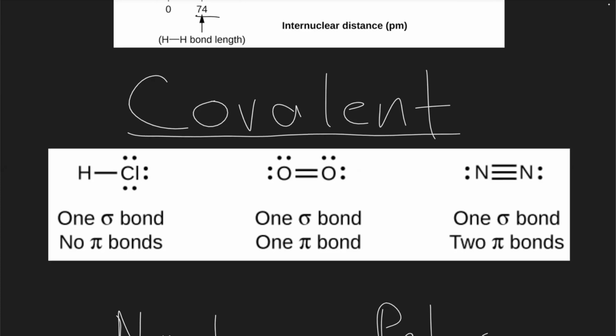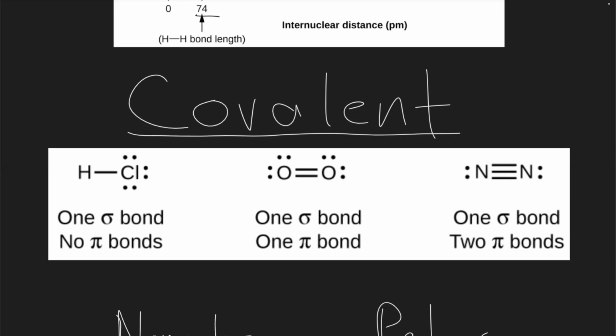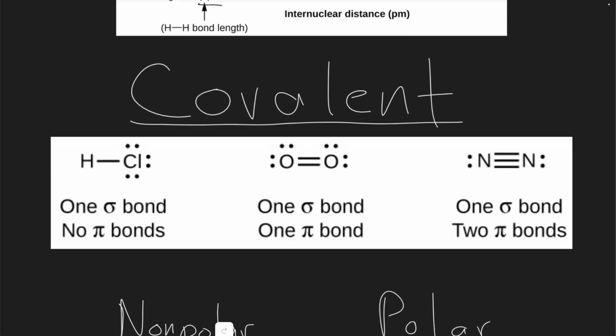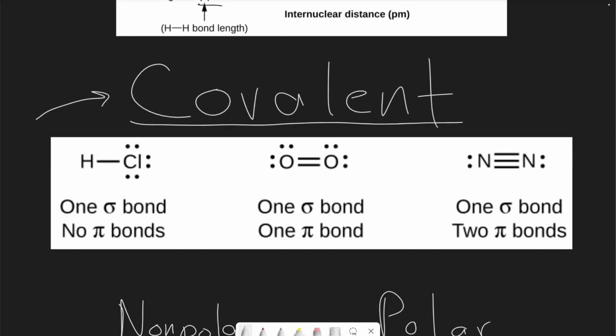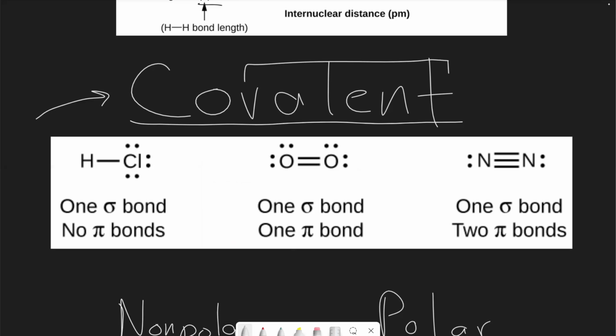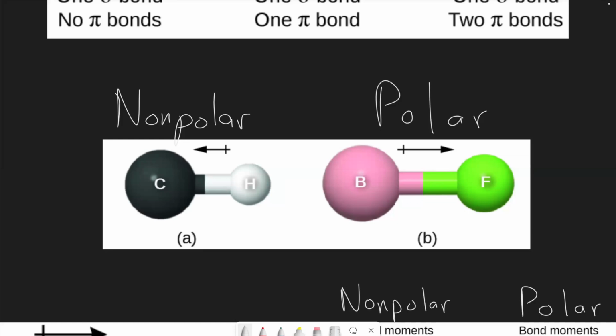Two oxygen atoms will form a double bond, which will include one sigma bond, and the double bond, or the second bond, is going to be the pi bond. And in the case of two nitrogen atoms, we're going to have one sigma bond, and the other two bonds within the triple bond are also pi bonds. The term covalent means to share electrons. So co meaning together, and valent representing that they are sharing their valence electrons. The key word is sharing.